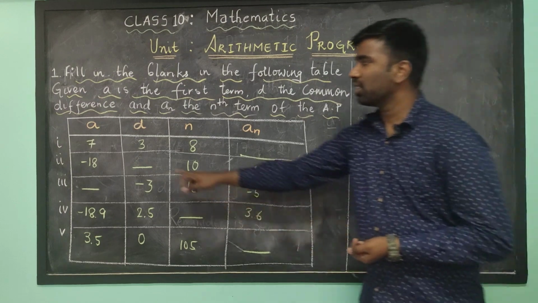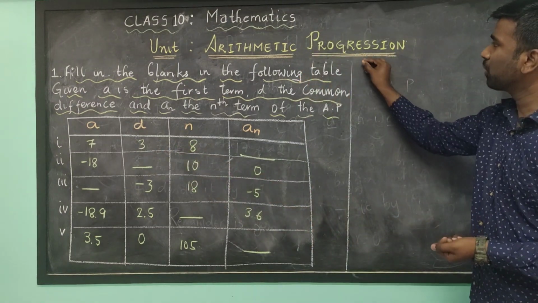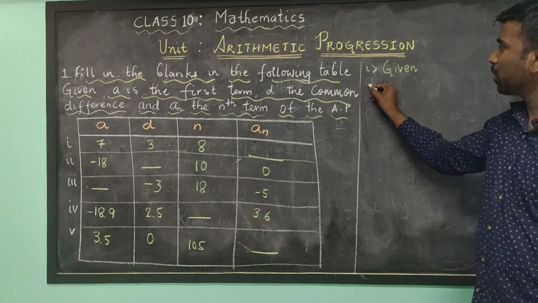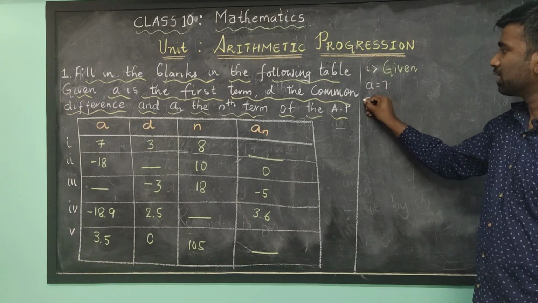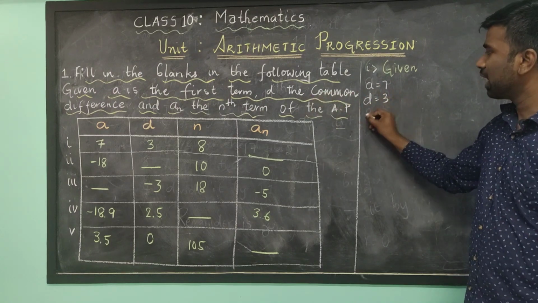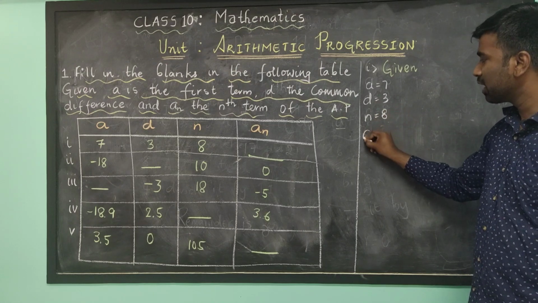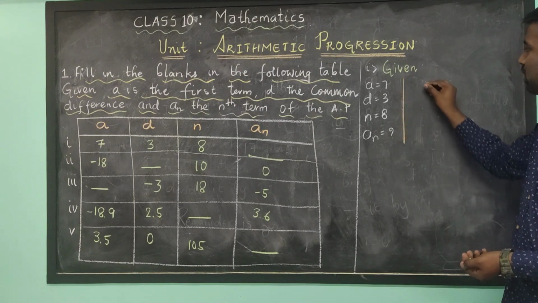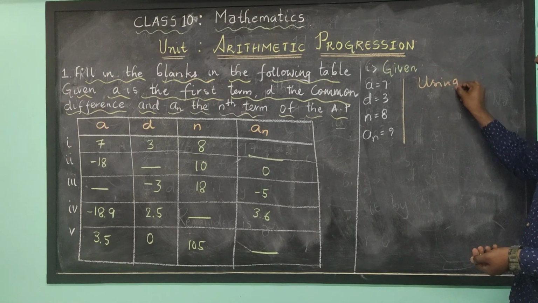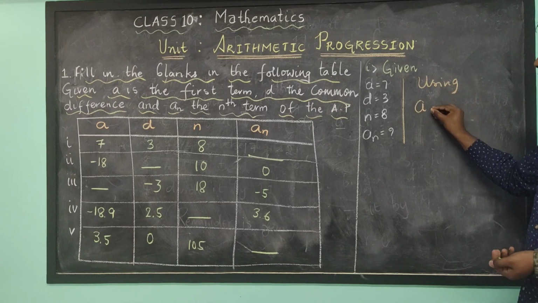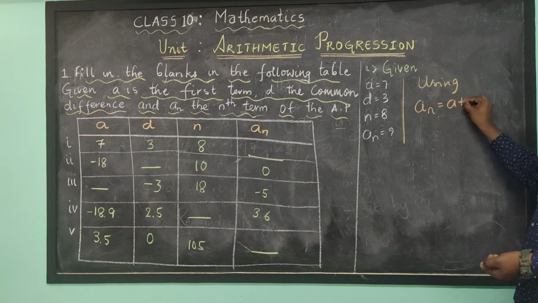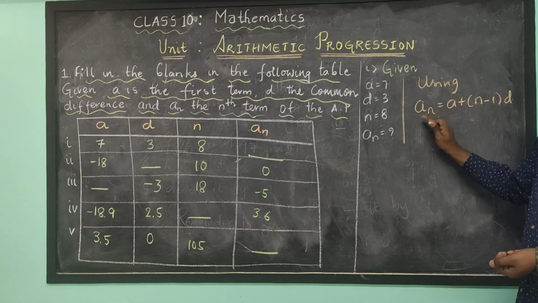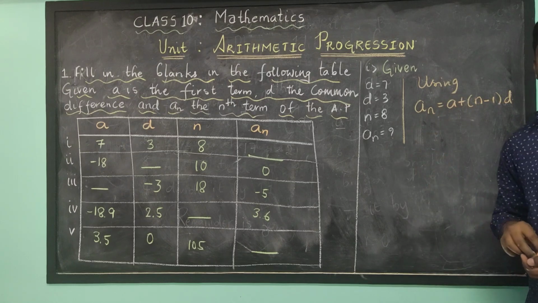Students, we'll solve the first question. First, I'll write down the given data. What is given? a equals 7, d equals 3, n equals 8, and the nth term an we should find out. Which formula will I use? The nth term of an AP is given by an equals a plus n minus 1 into d. I'll use the formula an equals a plus n minus 1 into d.